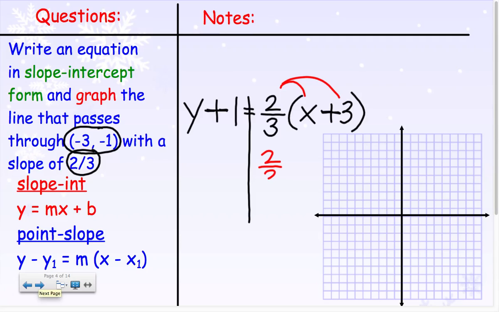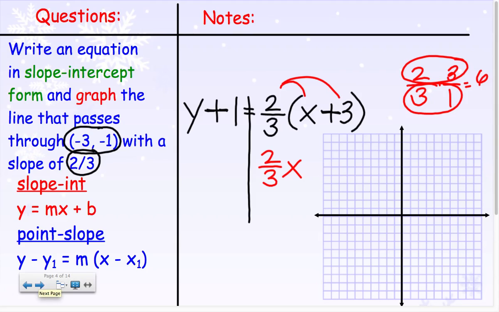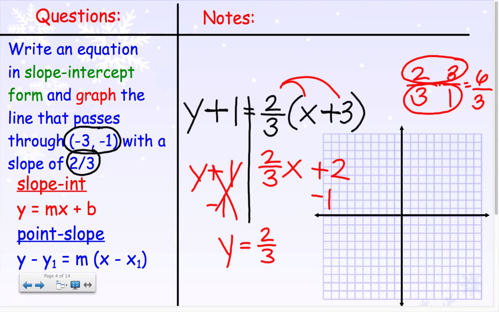2/3 times x is 2/3 x. 2/3 times 3, if I go off to the right here, 3 as a fraction is 3 over 1, so I can just multiply across. 2 times 3 is 6, 3 times 1 is 3, so that gives me 2. Bring down the y plus 1, minus 1 on both sides, and I'm left with y equals 2/3 x plus 1. This is my slope-intercept equation, and now I can graph. I'm going to put my first dot on positive 1 on the y-axis, then I'm going to rise 2, run 3, rise 2, run 3.